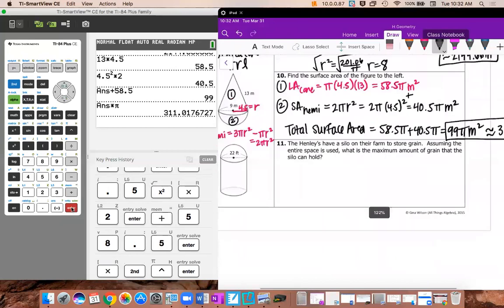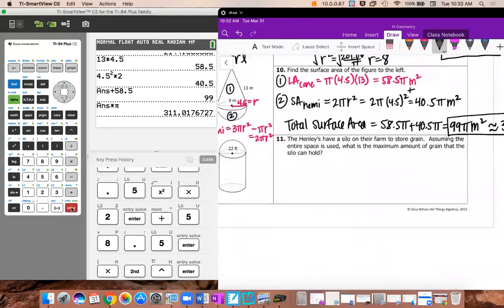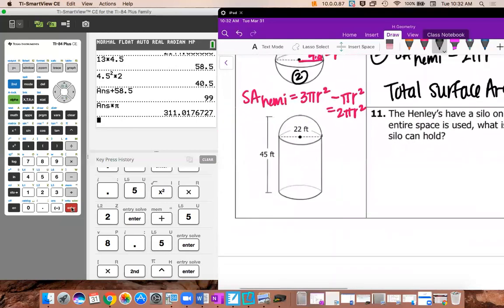All right, last one. So it says the Henleys have a silo on their farm to store grain. Assuming the entire space is used, what is the maximum amount of grain that the silo can hold? So you're looking for the amount of grain that it can hold. That means we're looking for the volume of this entire shape. So again, let's check out what we got. So we've got a hemisphere on top, and I'm trying to find the volume of that hemisphere, and then we have a cylinder on bottom.